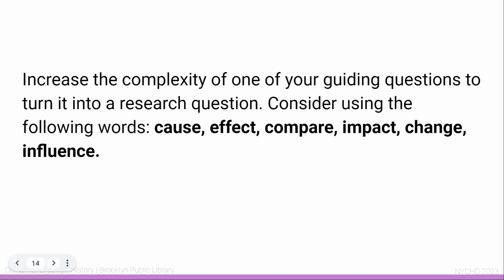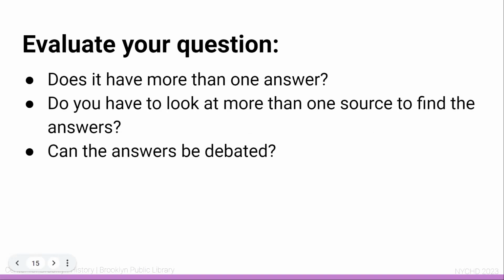Okay, so we will be doing a little bit more interaction using the chat button again. Now, we will know if the questions are engaging if they have more than one answer, if we have to look at more than one source to find the answers, and if the answers can be debated. Because these questions in research projects are not always yes or no. There's always more than one response, there's usually more than one way to answer these, and it's debatable. It's not always the right answer, so to speak. Someone could be doing the same topic, but come up with totally different research questions based on that same topic.